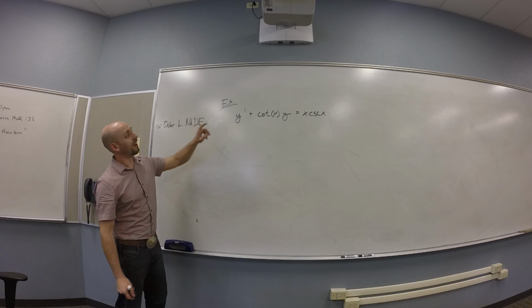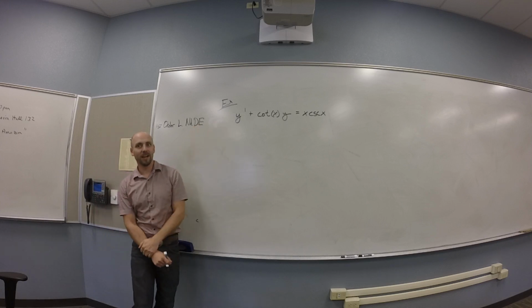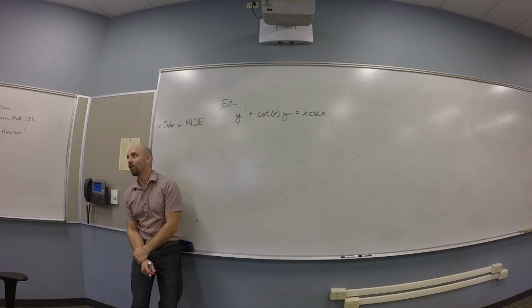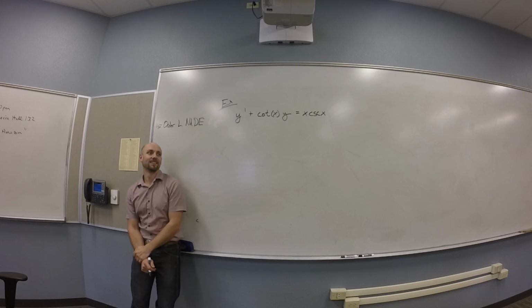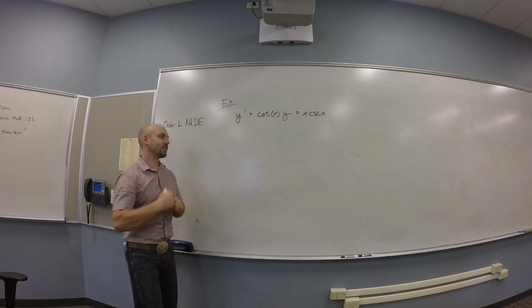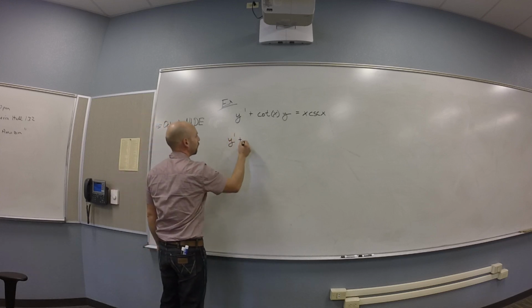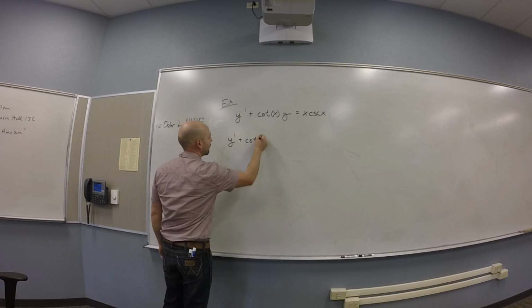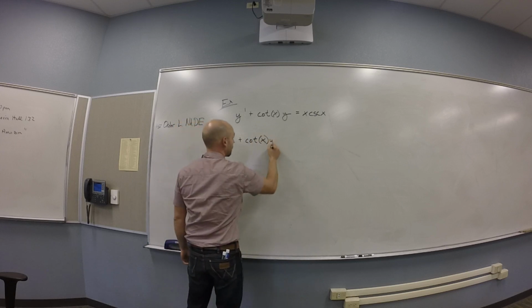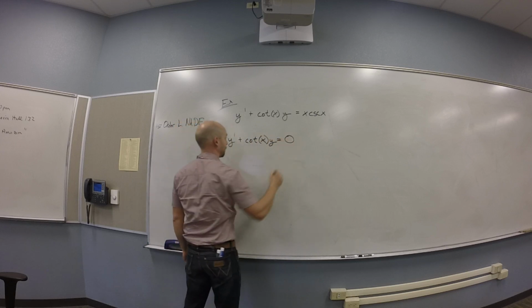So, how do I try to solve a first order linear non-homogeneous differential equation? Assume it's homogeneous and stuff. Okay. Solve the homogeneous one first. So the homogeneous version would be y prime plus cotangent of x y is 0.